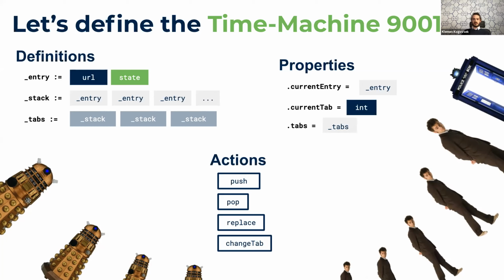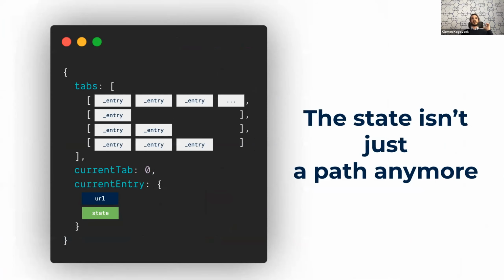So let's see what we can do with this state. First, I'm going to try to represent it with some modified JS. And here we can see that we have an array of tabs, and each tab is just an array with a list of entries. We have current tab, which is 0. And then we have current entry with properties URL and state. It's an entry. And we can take all of that and just put it in a stack, and then use it later in an app.